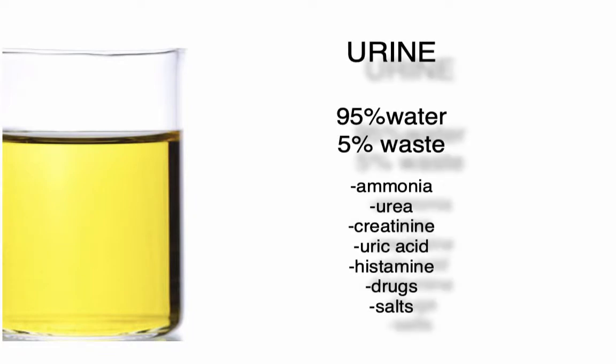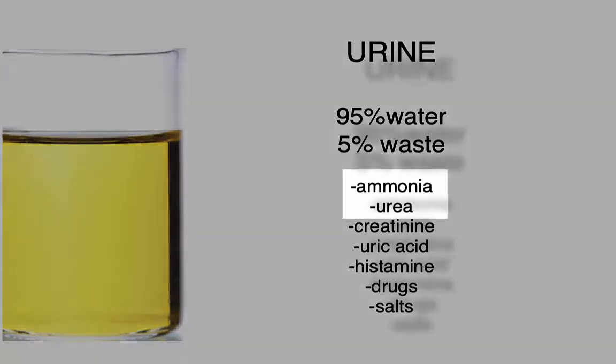Lesson 7E, Urine Formation. Urine, or pee as it's commonly called, is 95% water and 5% waste. The waste includes ammonia, urea, creatinine, uric acid, histamine, drugs, and trace amounts of excess salt. Ammonia and urea are toxic byproducts of the digestion of proteins in the human body.